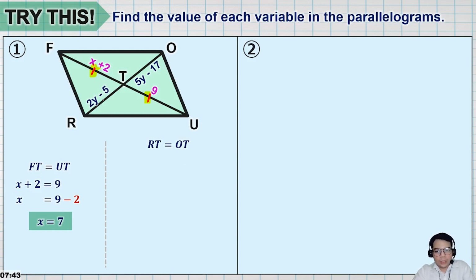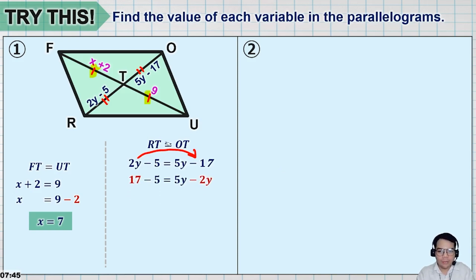Since ito rin ay congruent kasi nga diagonals bisect each other, we can say that RT is also equal with OT or TO. So, lipat yung 2y sa kanan, kaya siya magiging minus 2y. And then, lipat yung negative 17 sa kaliwa, kaya siya naging positive 17. Therefore, we have 17 minus 5, that's gonna be equal to 12. And 5y minus 2y, that's gonna be equal to 3y. Therefore, we'll be having 12 over 3 is equal to 3y. Divide both sides by 3 lang.